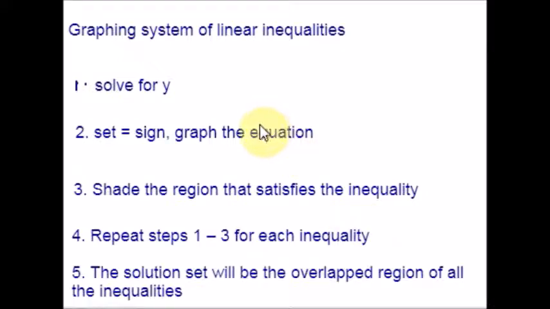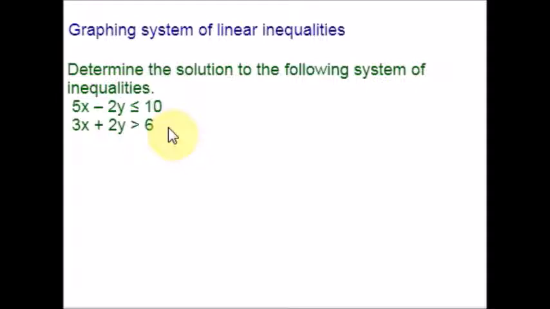These are the 5 steps that we follow while graphing the system of linear inequalities. It may look somewhat dry when you just look at the steps. If you look at the example step by step, then you can understand the entire concept. It is very simple. I have taken an example. Determine the solution to the following system of inequalities. We have two inequalities: 5x minus 2y less than or equal to 10 and 3x plus 2y greater than 6.